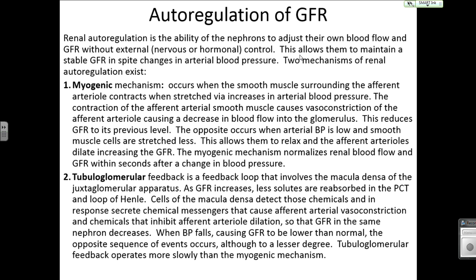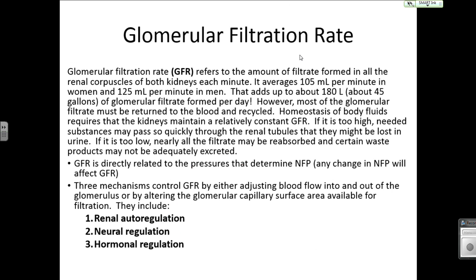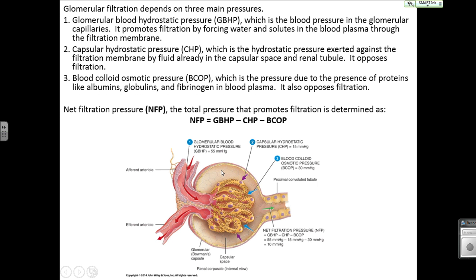The first is the myogenic mechanism. Do you guys remember what the prefix myo meant? Muscle. Good. This involves the smooth muscle that lines the afferent arteriole. The afferent arteriole, remember, was the one that was bringing blood into the corpuscle. Okay?